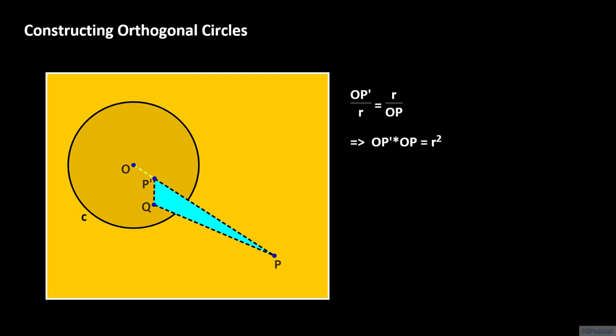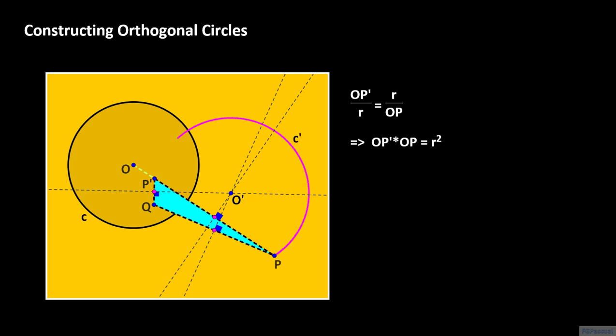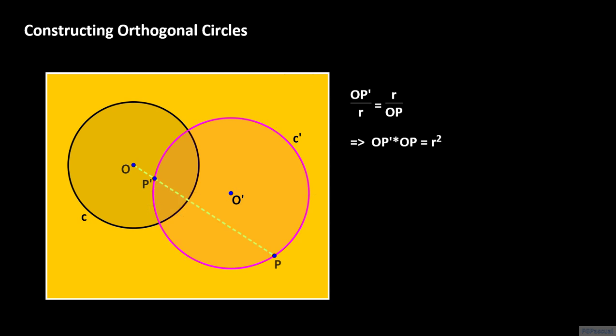To do this, we find the midpoint of each segment of the triangle. And then, through the midpoint of each segment, we construct the perpendicular to this segment. These perpendicular bisectors will intersect at a single point, called the circumcenter of the triangle. This is the center of the circumscribing circle. Let this circle be C prime and let its center be O prime. We claim that C prime is orthogonal to C.